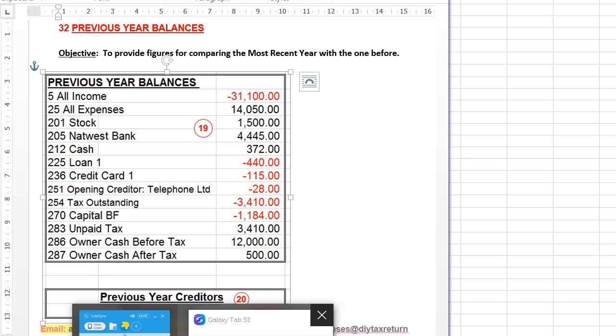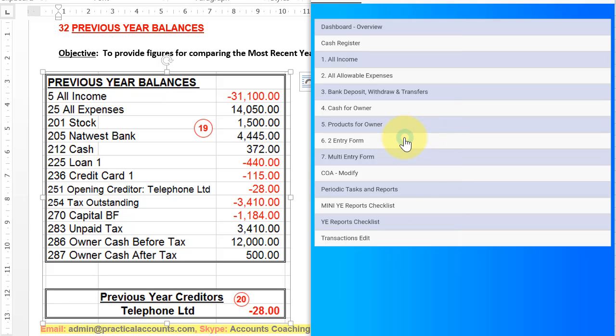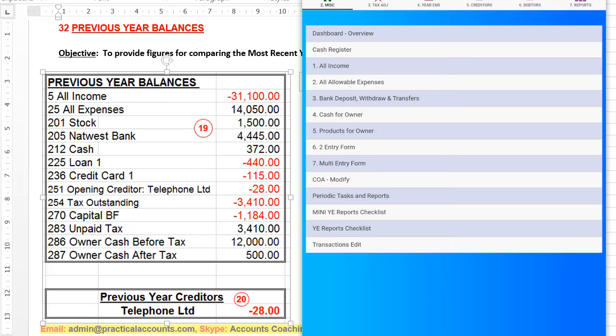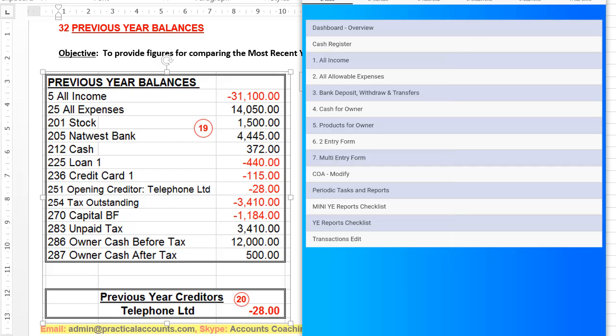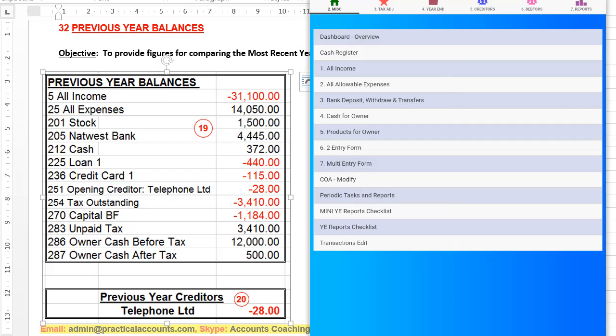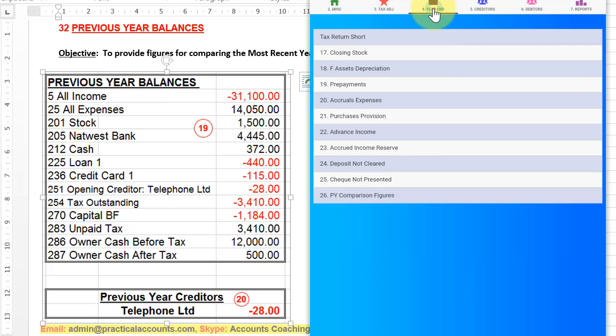Now let's get to our device. This is our device, and we're going to record the previous year balances for comparison purposes. Now, the form we are supposed to use, let's have a quick look here. Now, these modules, they're misbehaving because this is a bigger device. So we've got year end here, and in here we've got a button leading us to previous year comparison figures. That's what we're going to use for recording this.